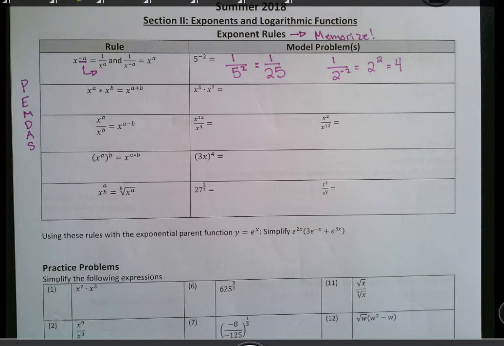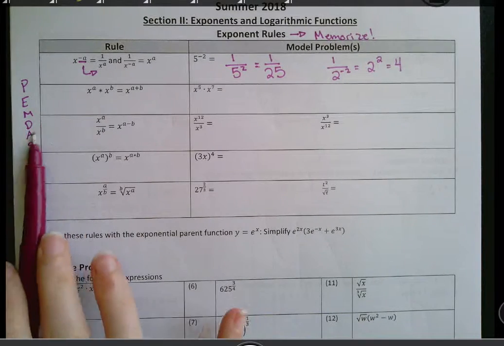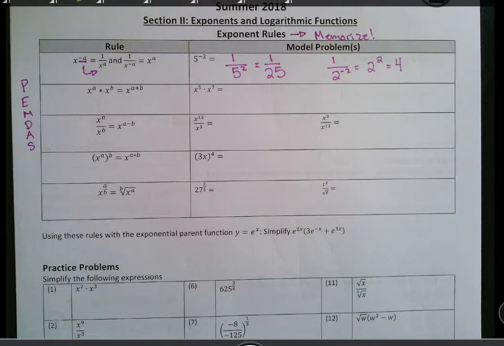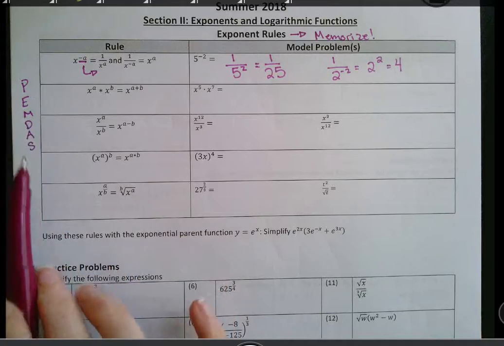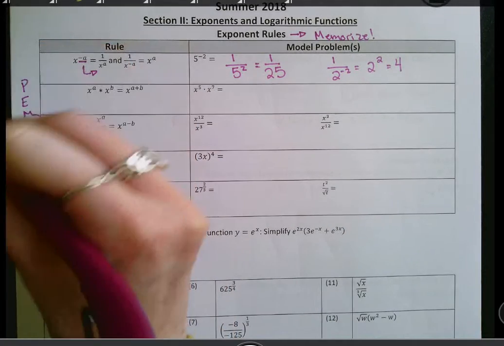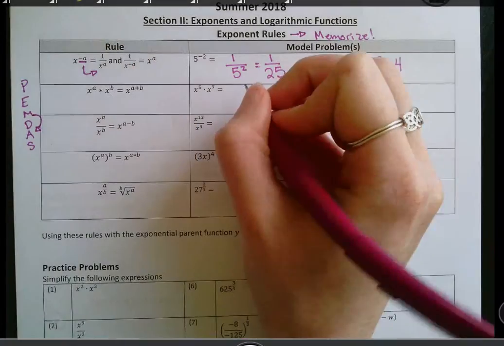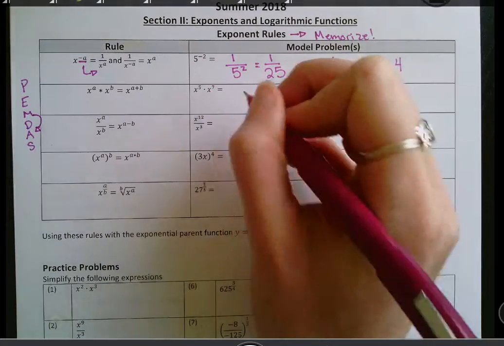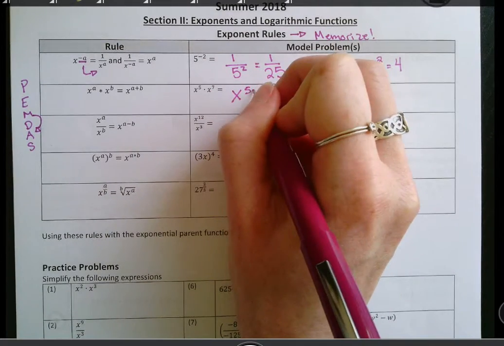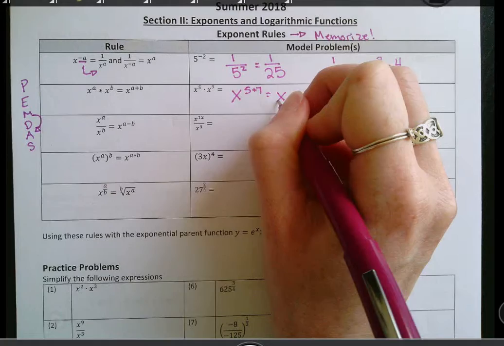If that helps you remember it, that's kind of what I do when I'm having a brain fart and can't remember. I'll think about that, like, oh, it goes down a chunk. So here, if I'm multiplying, that goes to addition. So x to the 5th times x to the 7th is going to be x to the 5 plus 7, or x to the 12th.